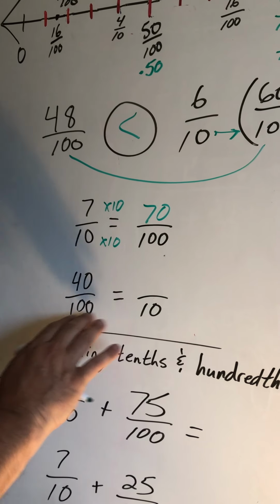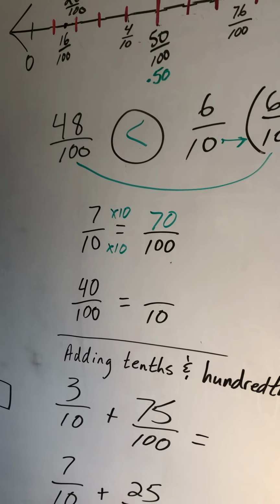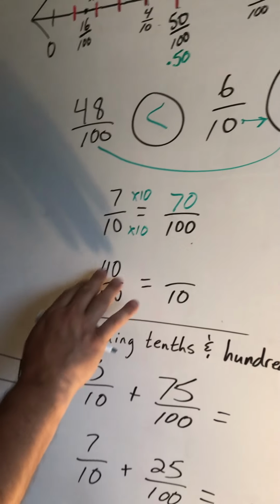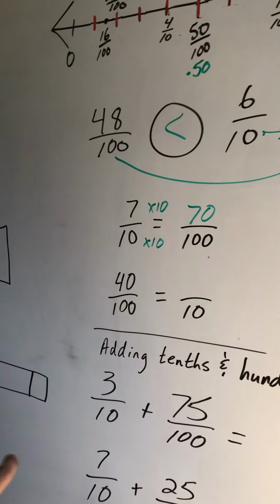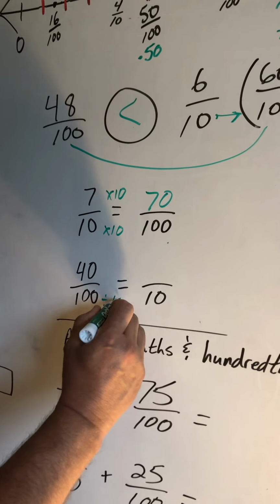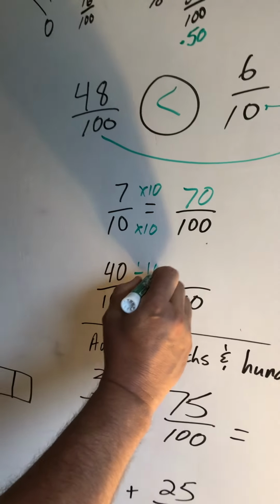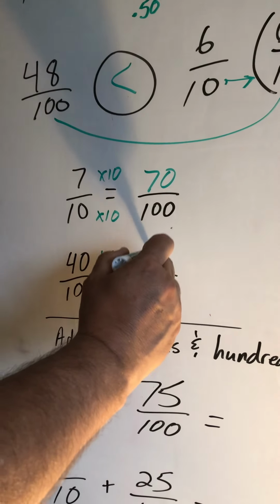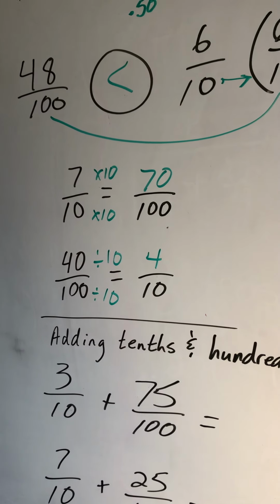What about going from hundredths to tenths? Well, remember what we said a couple days ago. If you don't know right off the bat that that's 4 tenths, think about how does 100 go to 10? Divided by 10. Whatever you do to the bottom, you got to do to the top and vice versa. 40 divided by 10, 4. Okay?